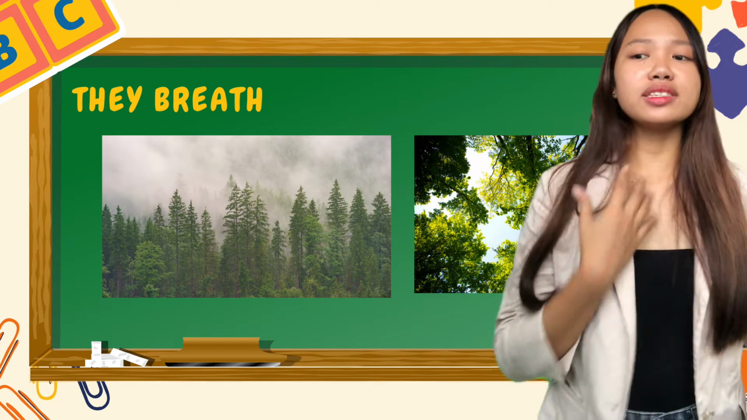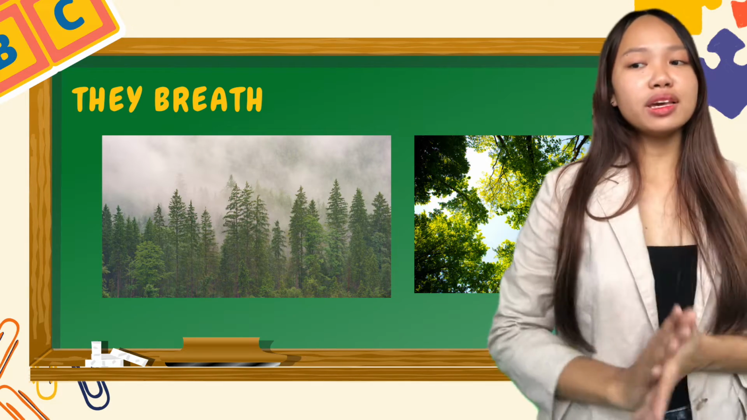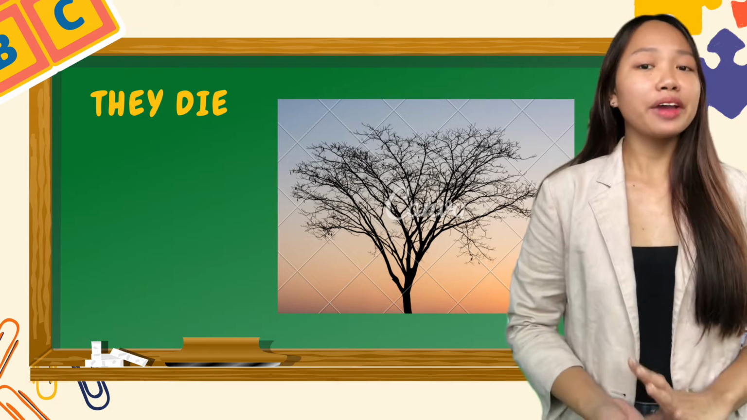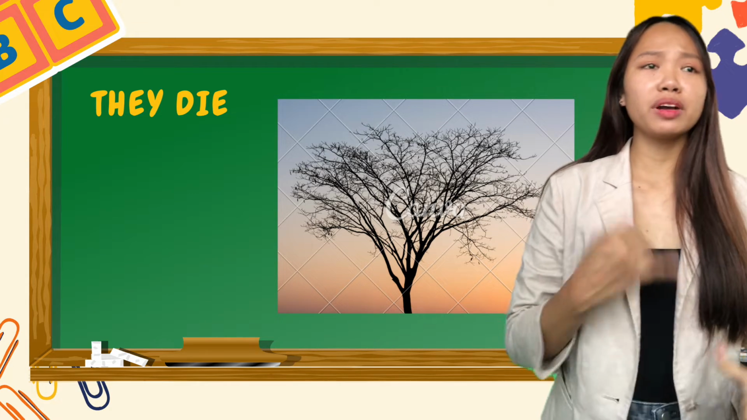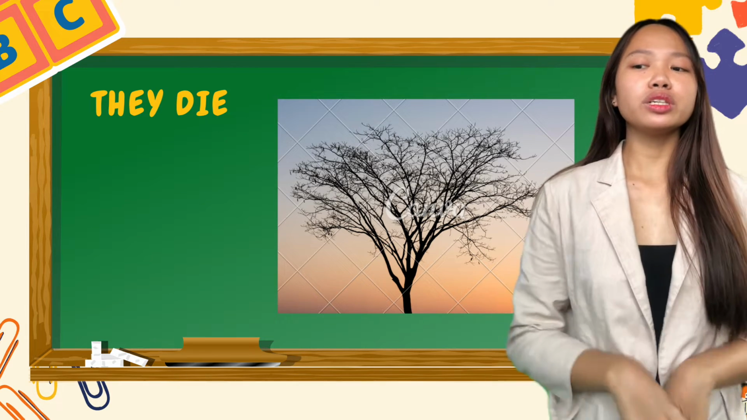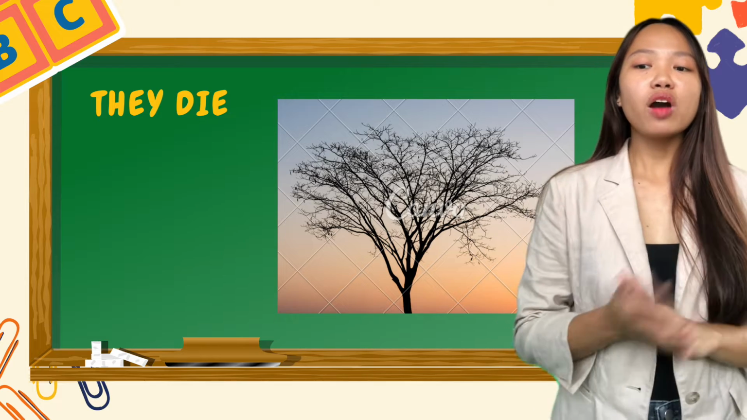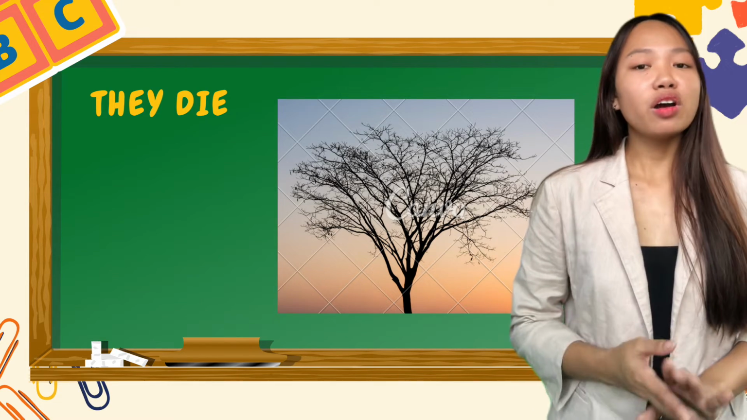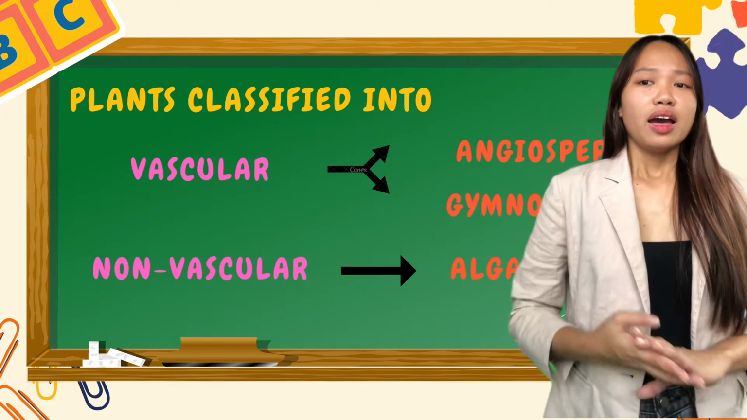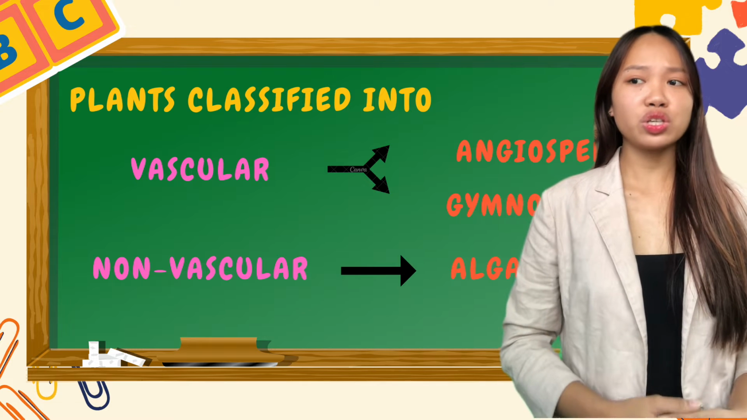As I said earlier, class, photosynthesis is the process of making food for plants. Lastly, they die. When plants die, they become food for decomposers like bacteria, fungi, and earthworms. Decomposers recycle dead plants into chemical nutrients like carbon and nitrogen that are released back into the soil, air, and water.